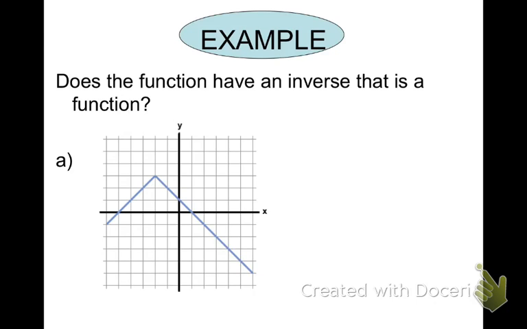Yes. The original is a function, passes the vertical line test. Would its inverse be a function? No, because it would not pass the horizontal line test. If I needed to graph the inverse, this point is at -2, 3, so that inverse would go to what? Yeah, so if this is at -2, 3, then I would graph it at 3, -2.